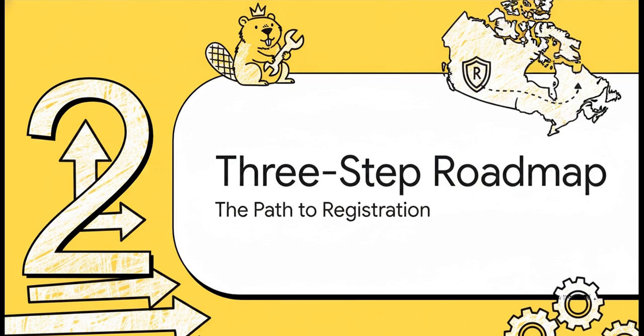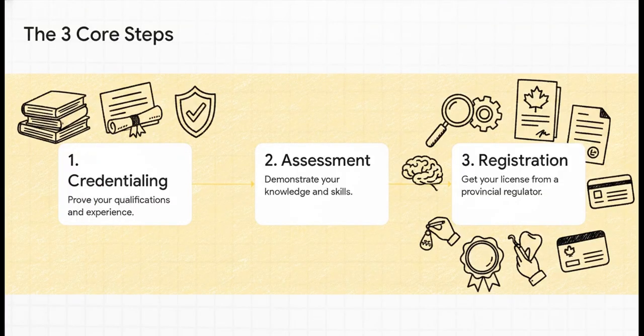All right, now that we get the why, let's jump into the how. The Canadian Alliance of Dental Technology Regulators, you'll see them called CADTR, has laid out a really clear official path to getting your license. The entire journey, when you look at it from a high level, really comes down to these 3 main steps. First, you prove your qualifications. Second, you show what you can do in a competency assessment. And third, you officially register with a province. You can think of it like this: prove your background, show your skills, and then get your license.